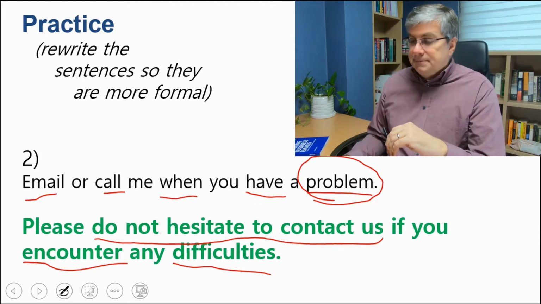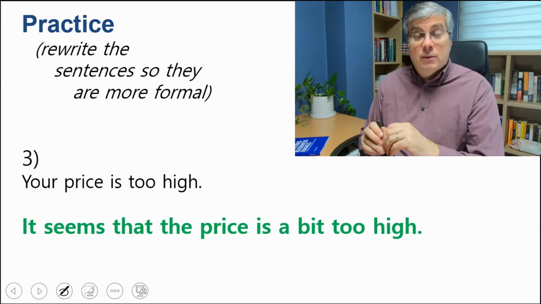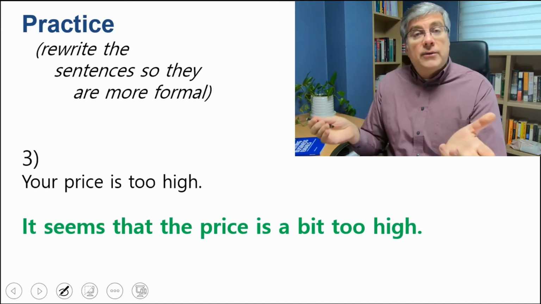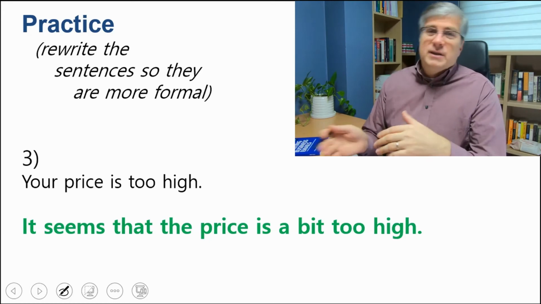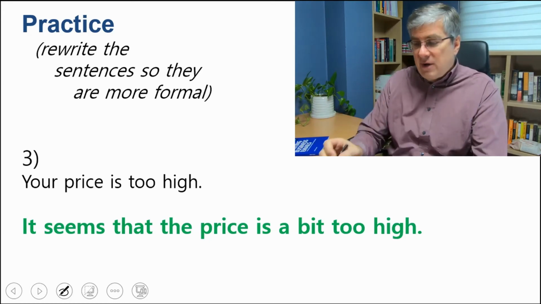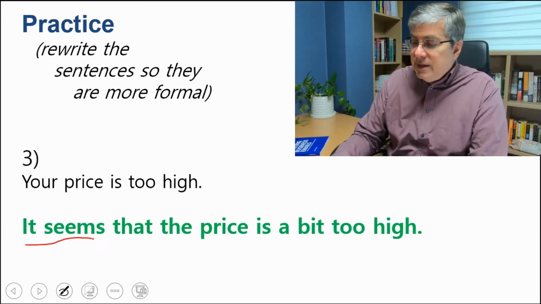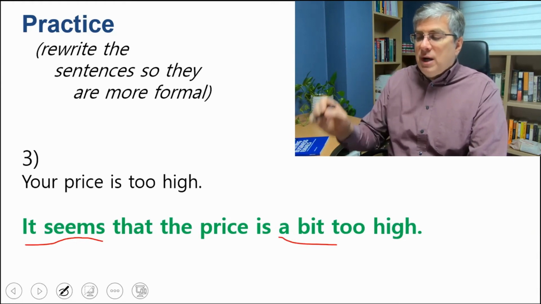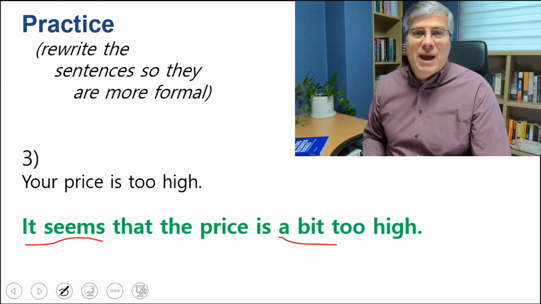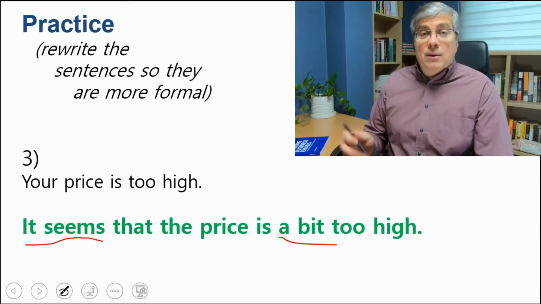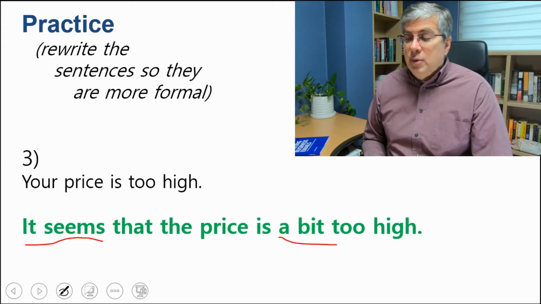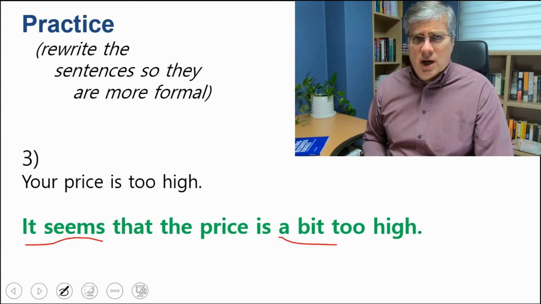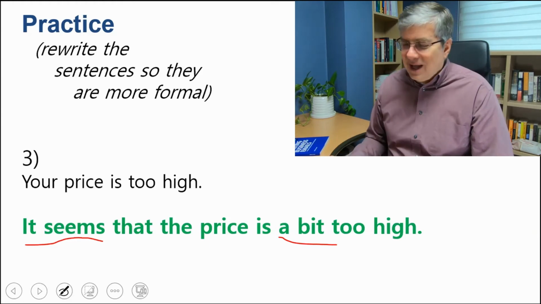Okay, number 3. Your price is too high. That's very direct, very blunt, right? Very to the point. We want to soften it. So remember we talked about this in the previous lesson. Use softening phrases. It seems a bit too, okay? So it seems that the price is a bit too high would be a good way to change that. So that would seem a lot more polite and less direct and in your face as your price is too high, okay? So it seems that the price is a bit too high. Okay, number 4.